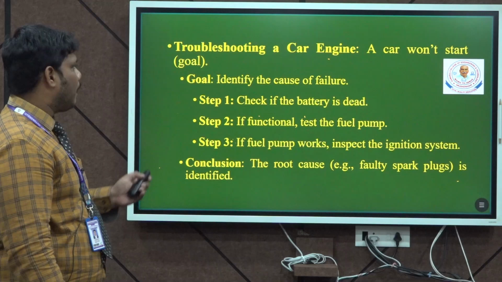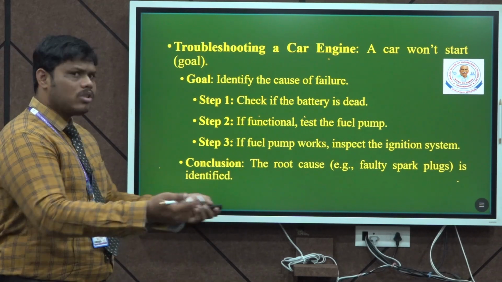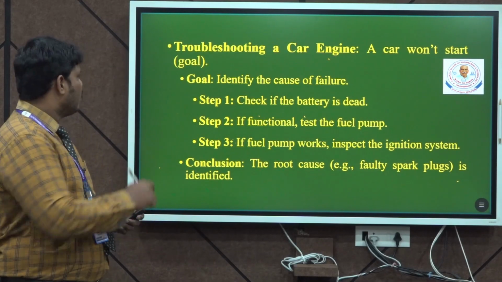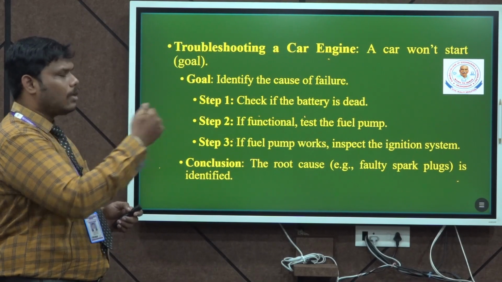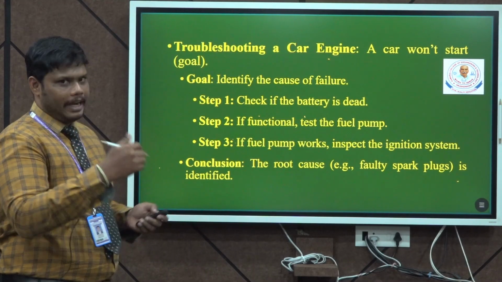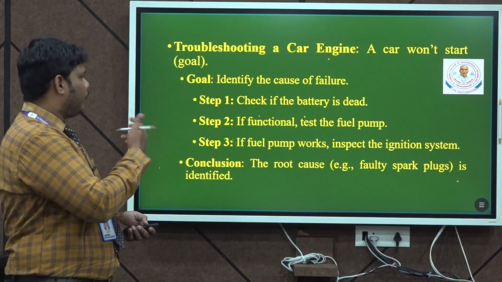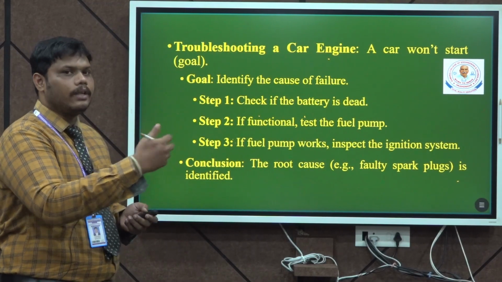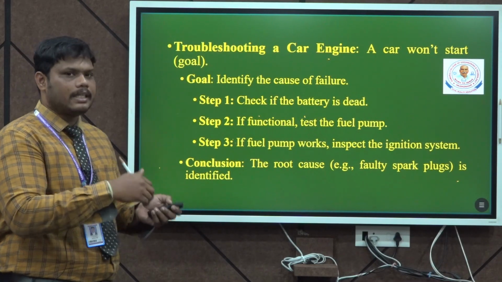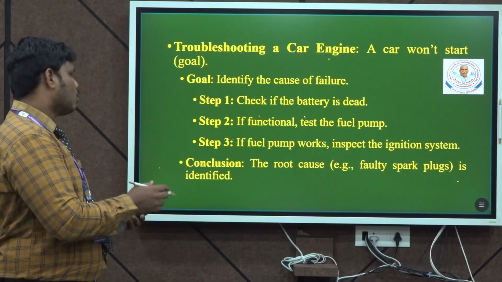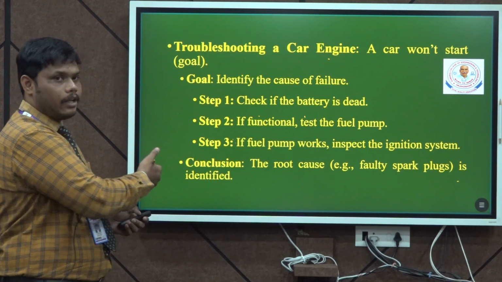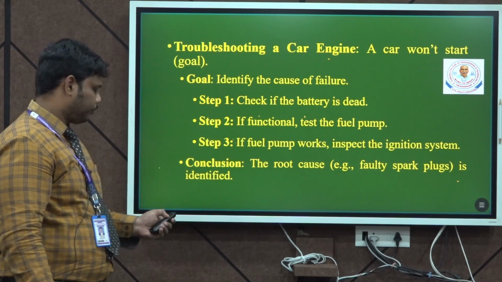And the next example is troubleshooting a car engine. A car won't start, that's the goal. So we have to identify what the problem is. The goal is to identify the cause of the failure, why the car is not starting. Step 1 is to check if the battery is dead. Then check the functional parts, like testing the fuel pump of the car, and if the fuel pump works, suspect the ignition system in the car. So the root cause is, for example, a faulty spark plug is identified, so the car is not working.